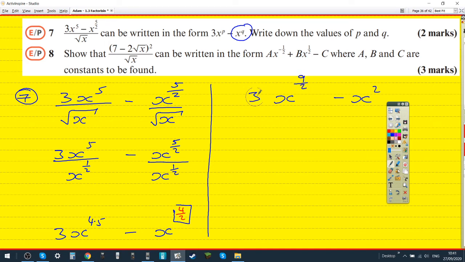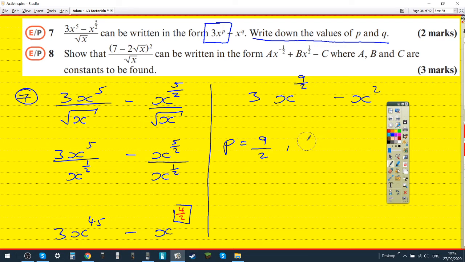Okay. Write down the values of P and Q. So P equals 3x to the power of 9 over 2. What is P? Just P. So P equals 9/2. Yeah.